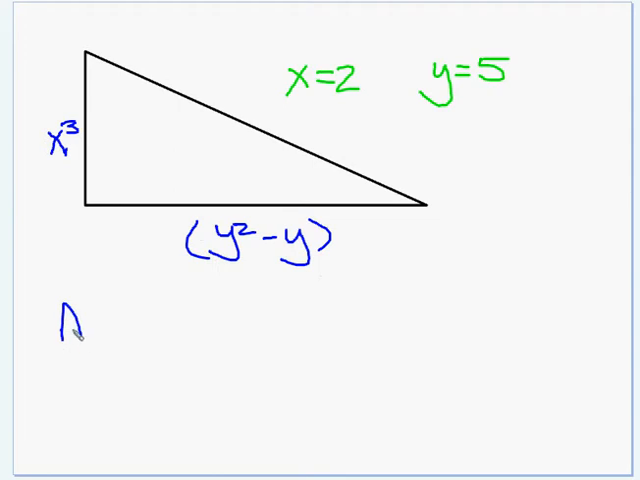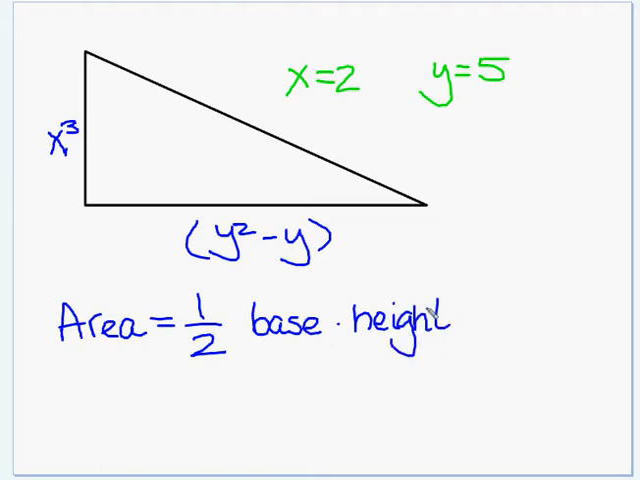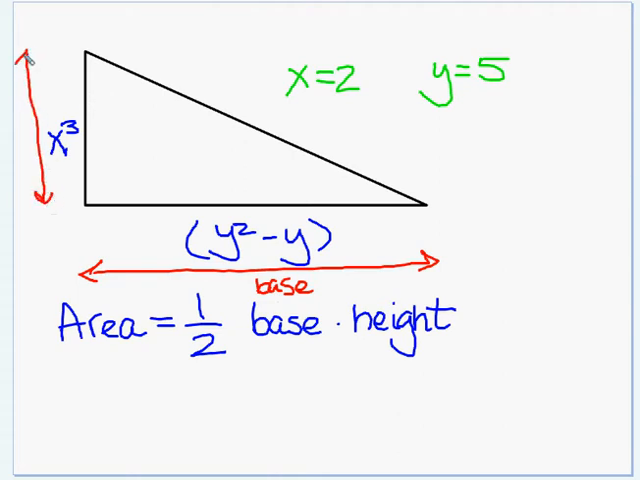Now the area for a triangle is equal to 1/2 the base times the height. And right here, we'll do this in a different color. Let's go back to, we'll use red. The length here we'll call the base, and the length here we'll call the height.